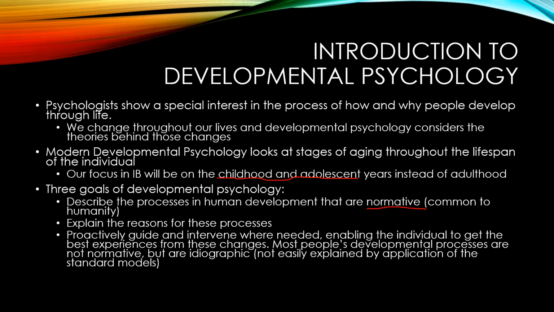The second one is to explain the reasons for these processes. And then the third is to proactively guide and intervene where needed. So what are we doing with this information? We're going to try and aid in the developmental processes of individuals to experience the best from these changes. And this comes to the point that most people's developmental processes are actually not normative, but idiographic, which means that they're not easily explained by standard models of how people grow and change.